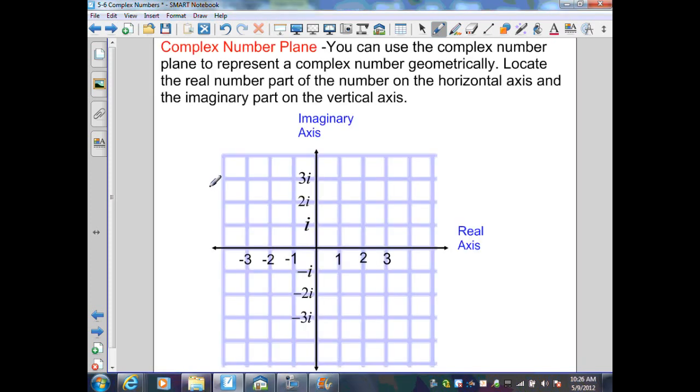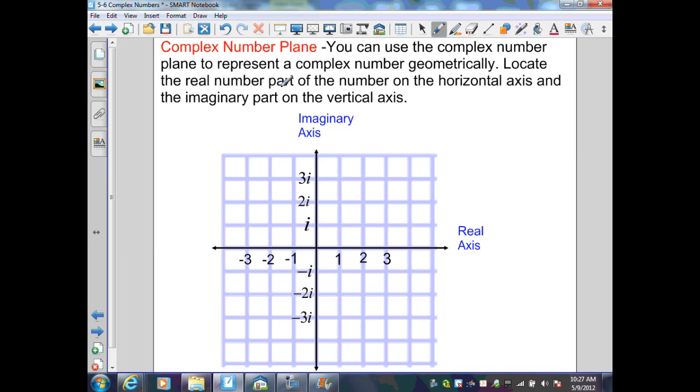In previous sections, we have graphed ordered pairs on a real number coordinate plane. We have an x value and a y value. Therefore, we have an x-axis and a y-axis. But if we want to graph a complex number, we need to graph that on a complex number plane. Here, you can use the complex number plane to represent a complex number geometrically.